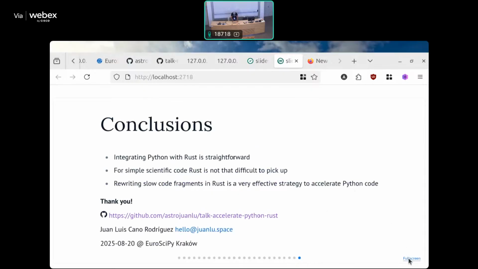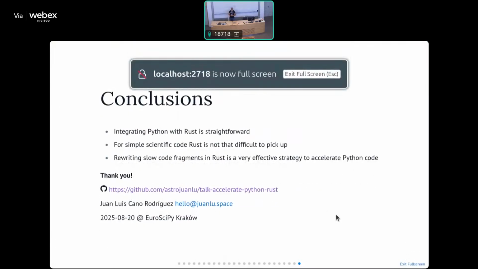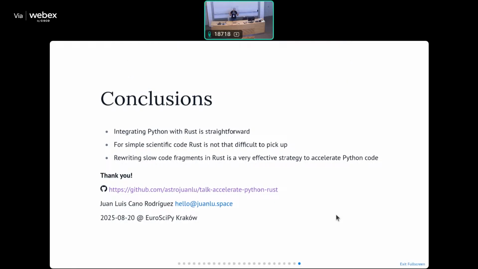So some conclusions. Integrating Python with Rust is straightforward. Granted, you need to know a little bit of Rust, but not too much because numerical code is not that crazy. And rewriting slow code fragments in Rust, I think it's a very effective strategy to accelerate Python code.